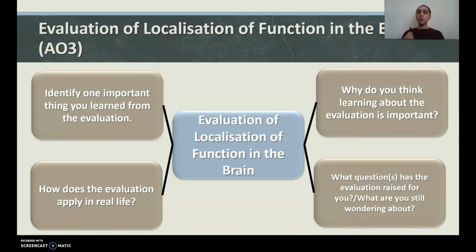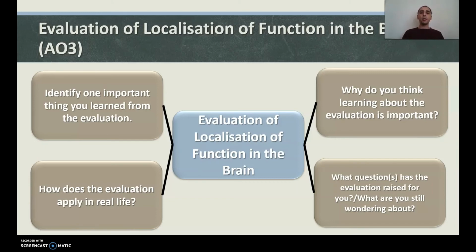Identify one important thing you learned from the evaluation. Why do you think learning about the evaluation is important? It's important to evaluate because research might be contradictory. You go, well, this research found this. Yeah, but on the other hand, this research found this evidence. So you can't always believe what one piece of research has found.